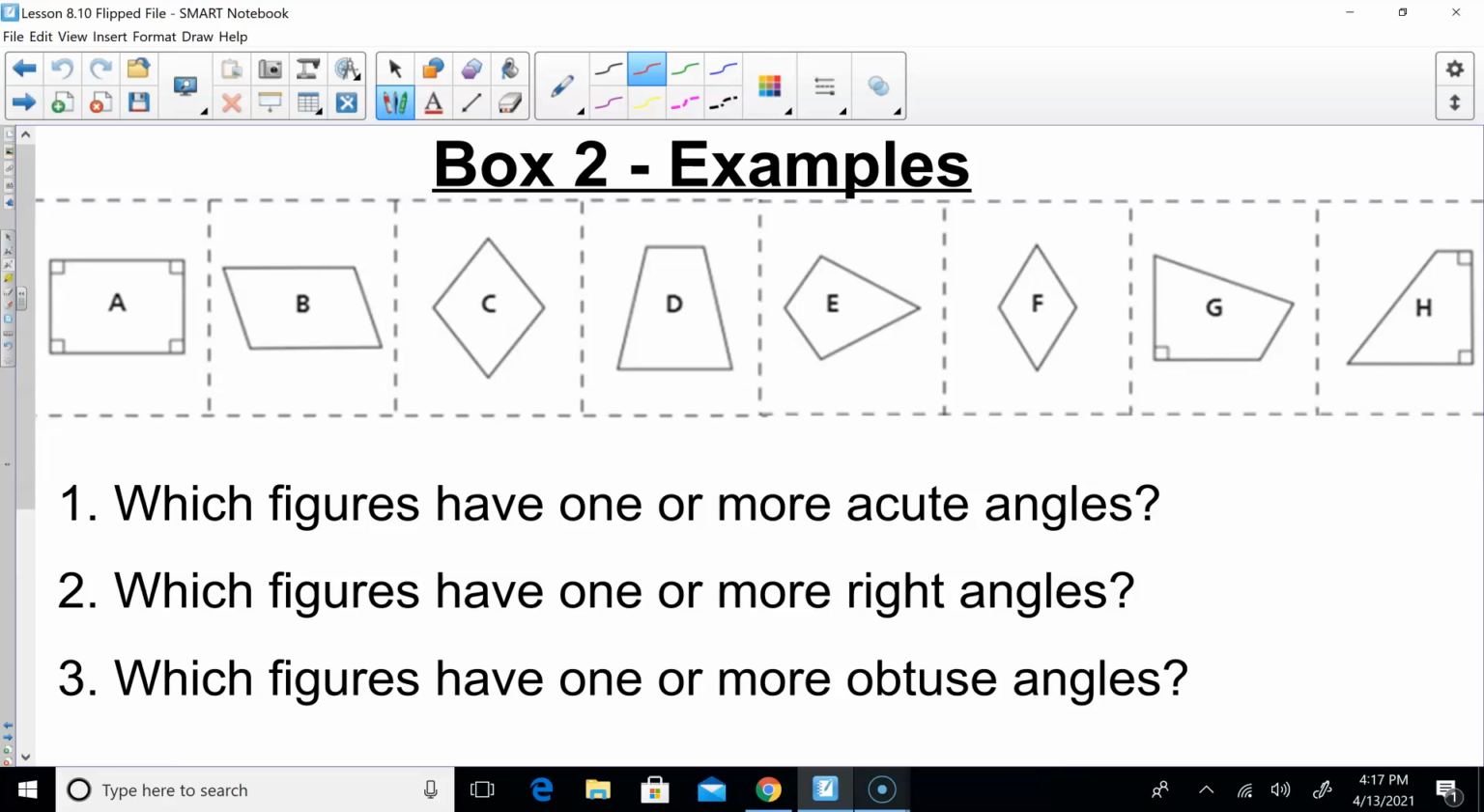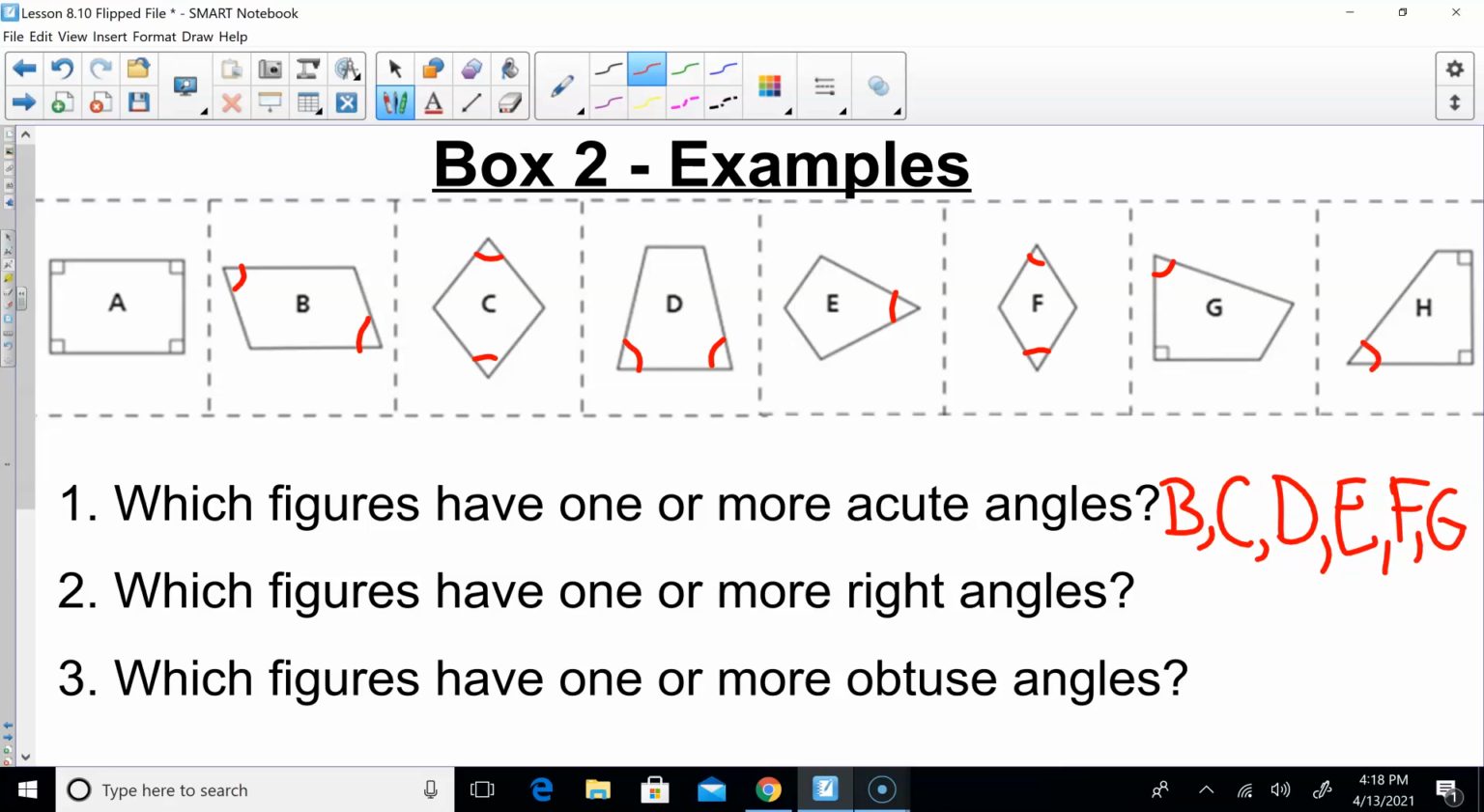No. Does B have it? It looks like right here and right here are acute. So yes, we can put B down here. Let's see, C. I think this one's acute, so C works as well. D, let's see. I think these are going to be acute. These look less than 90 degrees. E, this one for sure has to be one. F looks like it has quite a few of those. G, yep, I'm guessing this one right here. G has one. And it looks like H has at least one.